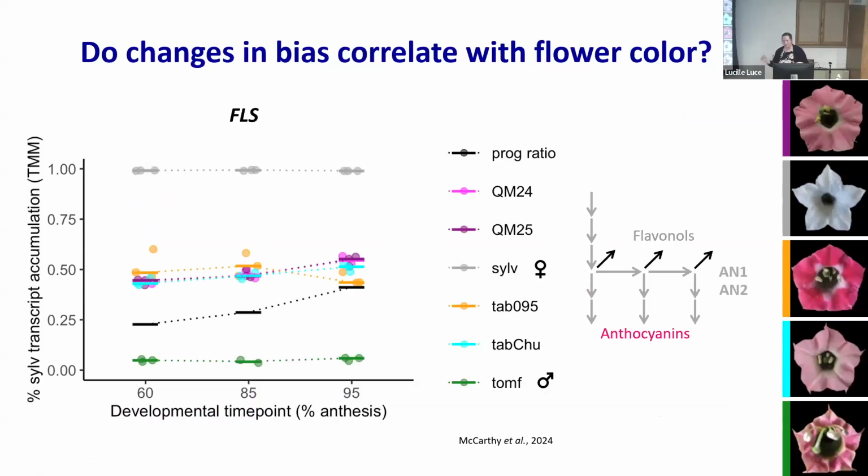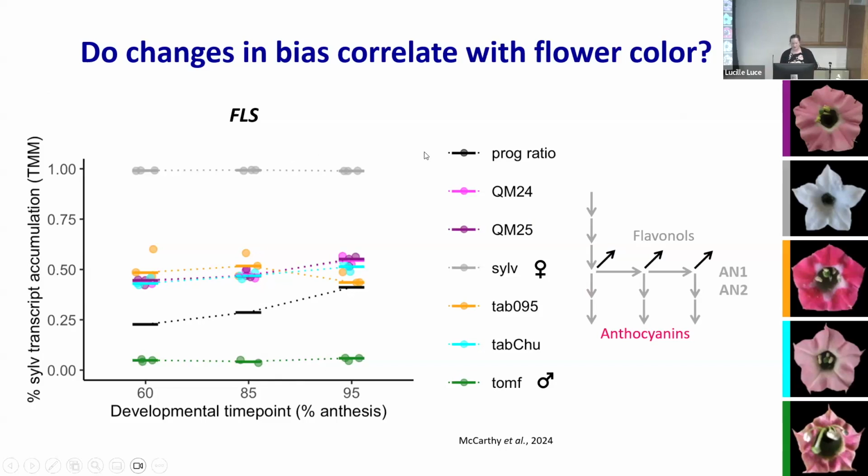So then we took a step back and we're asking this question about, do changes in homolog bias in these genes correlate with the differences in flower color that we observe? And so for these plots, on our x-axis, we have our developmental time points. So these are our early, mid, and late tissues. And then we're looking at our percent sylvestris. So that's our homolog bias. So if it's 0.5, that's equal. If it's above 0.5, that's sylvestris biased. If it's below 0.5, that's tomentosiformis biased.